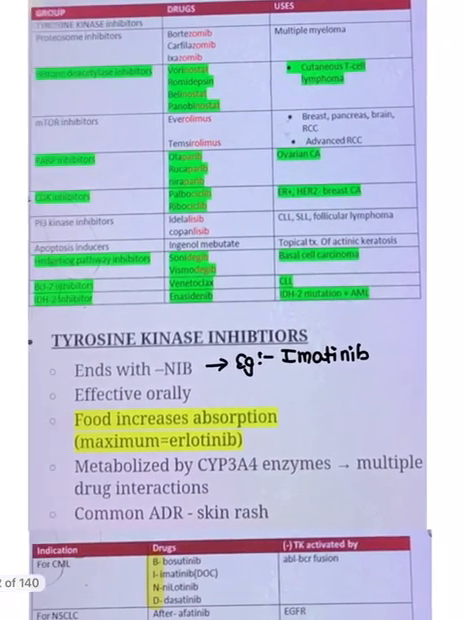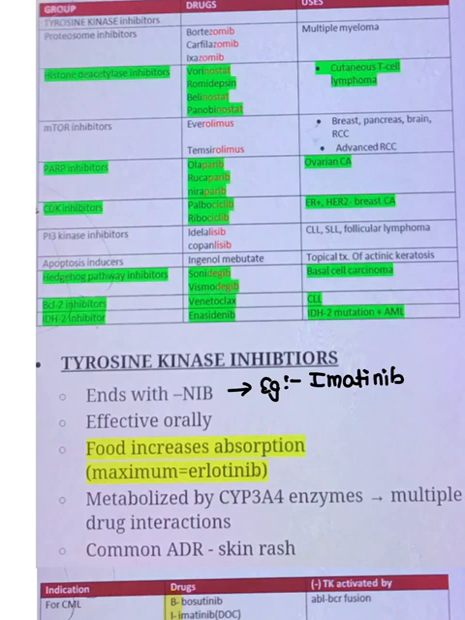Now coming on to other drugs that may be asked. Here we are not only doing this, but we will do all the other drug categories nearby which can be asked. So we have proteasome inhibitors. They are used for multiple myeloma and they end with -zomib. Then you have histone deacetylase inhibitors. They are used for cutaneous T cell lymphoma. Then mTOR inhibitors. Remember this is sirolimus and everolimus.